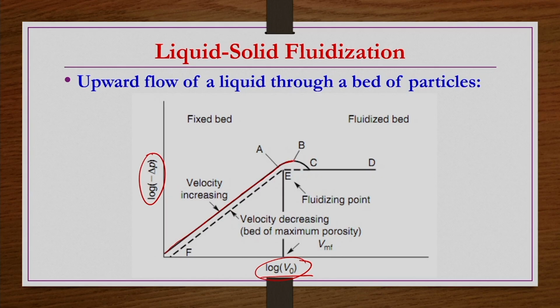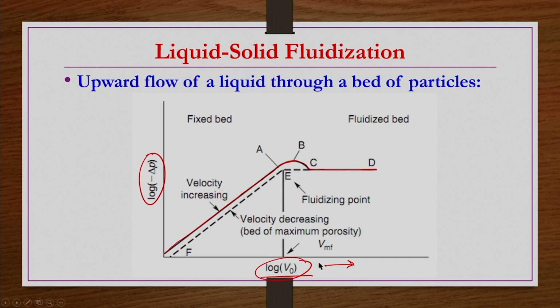Then if you increase the velocity further, the pressure drop slightly decreases. From A to B there is a slight increase in pressure drop, and from B to C there is a decrease in pressure drop with increasing velocity, but that decrease is also very small. After this point, whatever higher superficial velocity you take, the pressure drop does not change, because from this point onwards the pressure drop is balanced by the buoyant weight of the bed. So from that point onwards the pressure drop is constant.